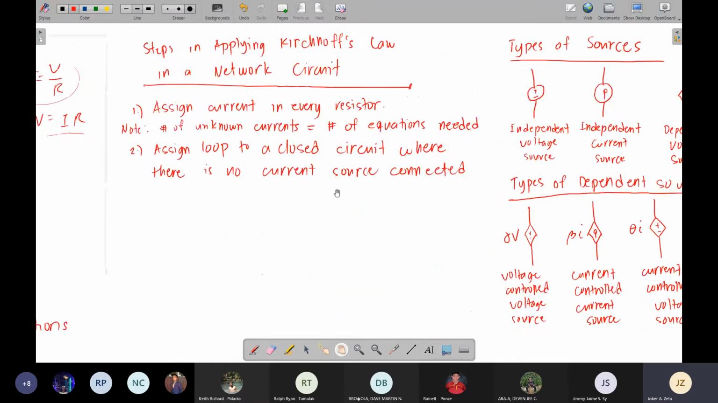Now, why do we assign a loop to a closed circuit without a current source? The reason for that is directly related to step number 3. For step number 3, you are going to apply KVL to all the assigned loops.